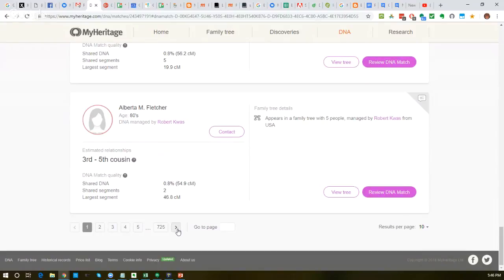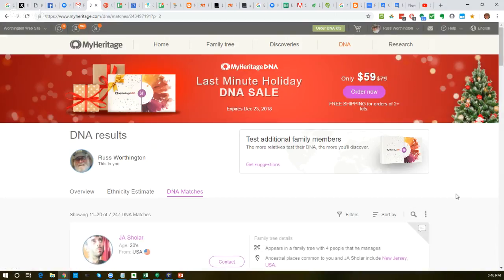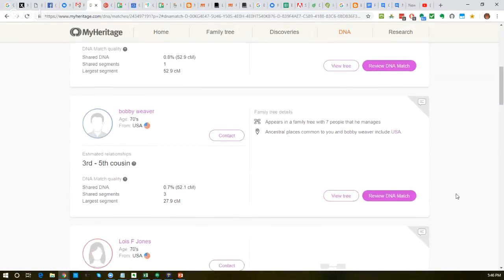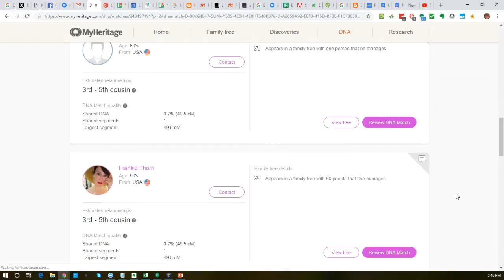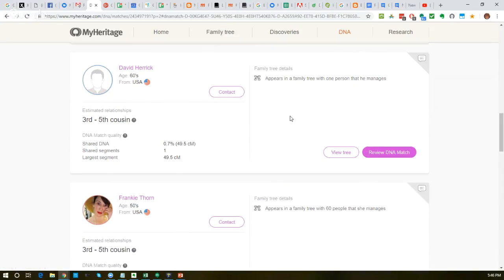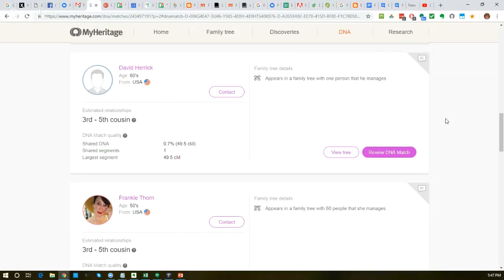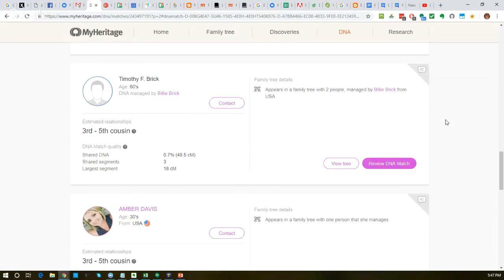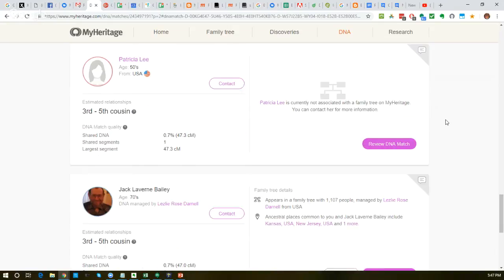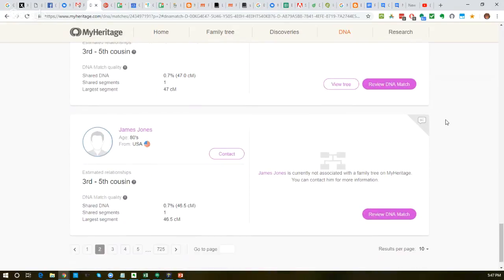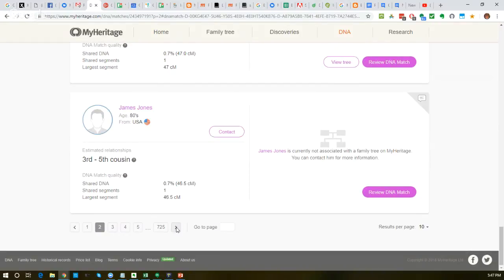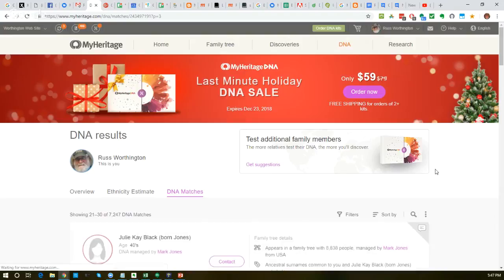What I'm looking for, and I have 725 pages, is the person whose name was in the email. There's a surname that I know, but this one appears in a family tree with only one person. And that family name I know, but it's way back. It's 6 generations or so. So I am not seeing how or where I connect with that person on the email.